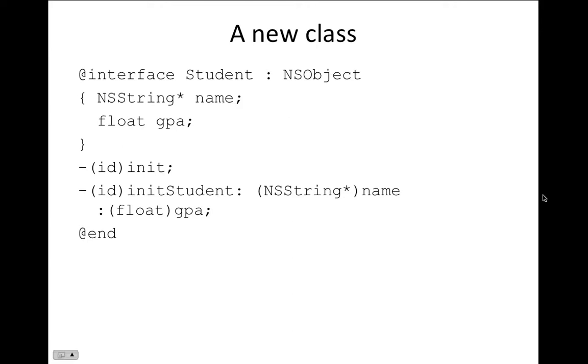So here's a new class. We have the @interface Student, and as I was mentioning before, we have the : NSObject, meaning that we're inheriting from NSObject, which we actually have to put in there, which is interesting. And we have a string object name, and then a float GPA, and then we have ID init, the initializer, and then we have init student with, which is going to take the parameter of the name. This is a cast to say that name is going to be of a string pointer type. And then a float for the GPA as well. And then an end. So that was a kind of a review of the class structure in terms of what that looks like.